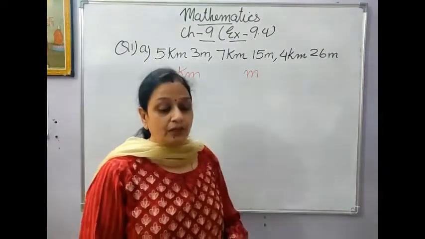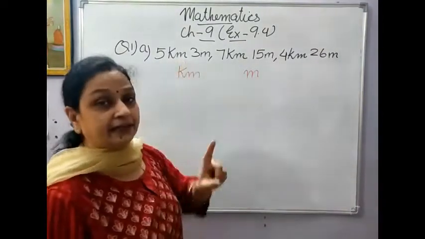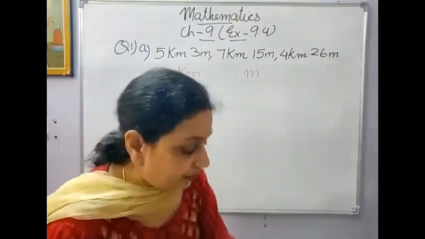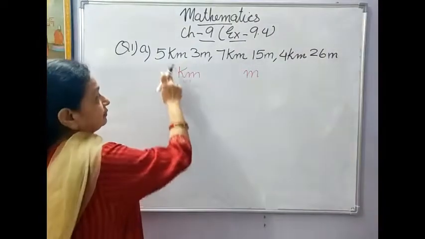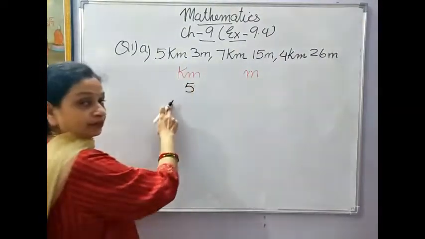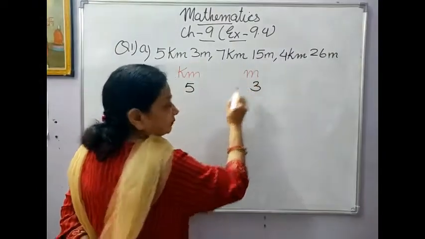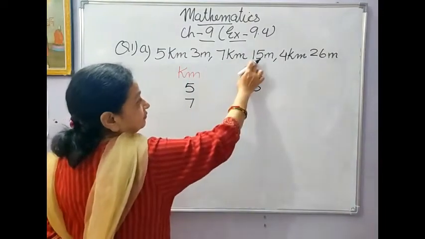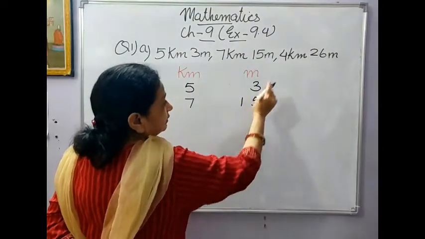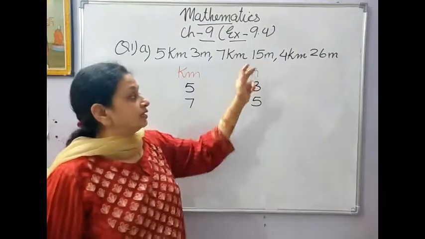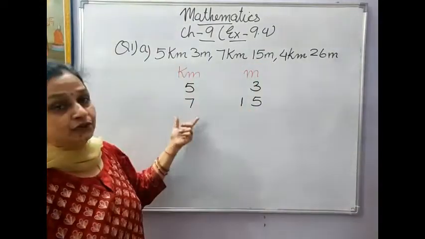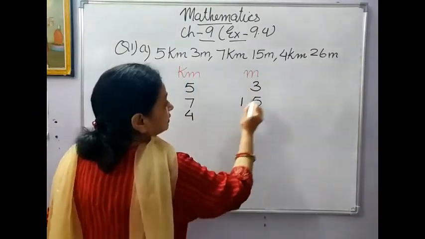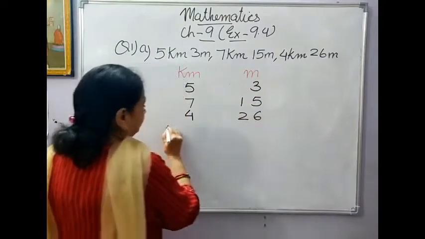When you arrange them in columns, take one number at a time, otherwise you will make mistakes. So it is 5 kilometers 3 meters. So we will write 5 under kilometer and 3 under meter. Then we move on to the next, 7 kilometers and 15 meters. See children, the meter quantity should come under meter, kilometer quantity should come under kilometer. And the next one is 4 kilometers 26 meters.